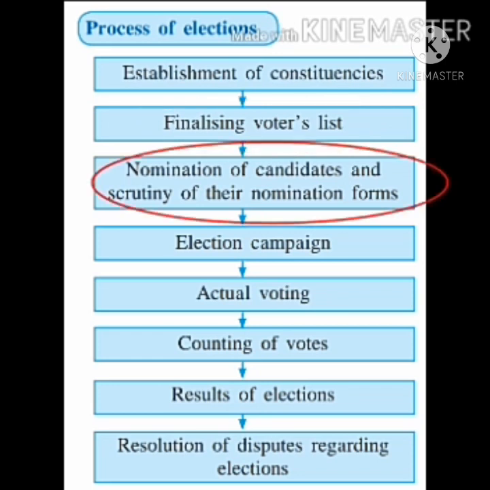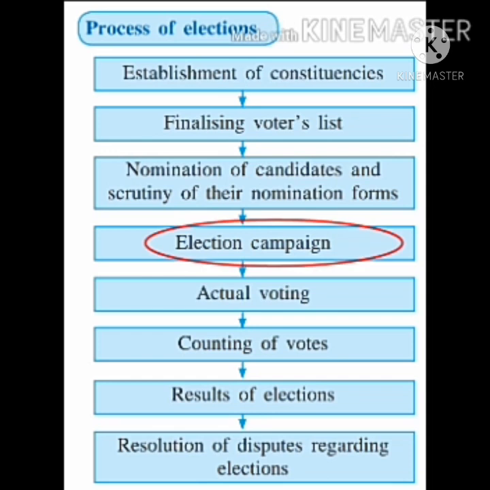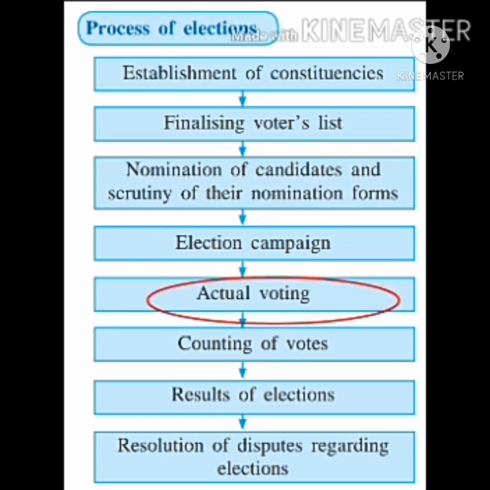Next process is nomination of candidate and scrutiny of their nomination forms. Candidate details is verified and then Election Commission gives permission to eligible candidate to stand in election. Next process is election campaign. After election date is declared, then political parties do election campaigning. Next is actual voting. Actual voting means on the election day, voters go and give vote in polling booth.